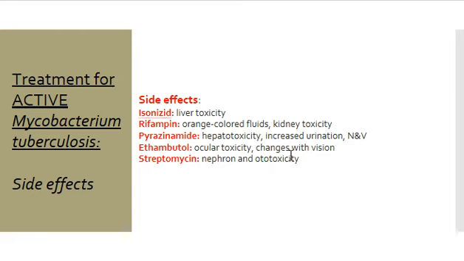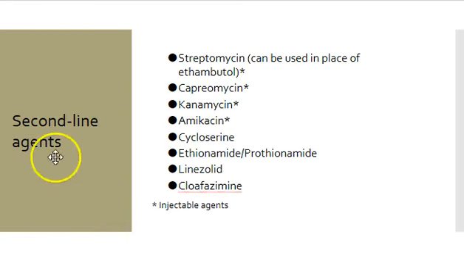With pyrazinamide, you can see increased urination, nausea, vomiting, and so forth. Ethambutol has the added benefit of ocular toxicity, and so patients can experience changes in vision. Streptomycin, which may be warranted in certain contexts, has both renal toxicity and ototoxicity associated with it as well. These are the second line agents, which is why we talked about streptomycin previously. It can be used in place of ethambutol in certain instances, and other drugs that have demonstrated activity against TB are listed here.